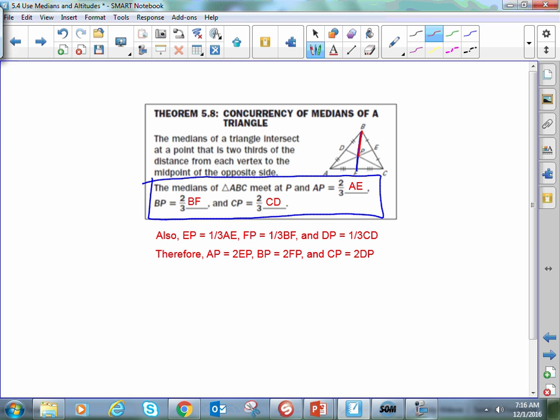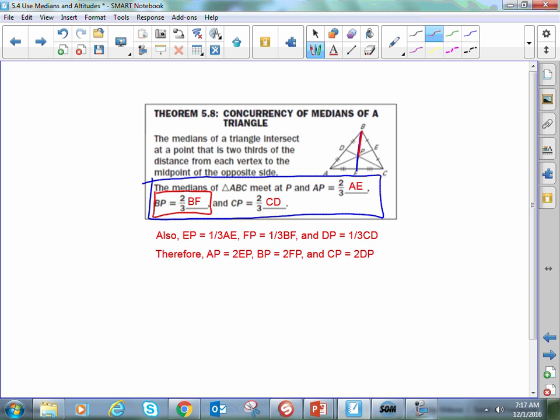Where the centroid is located, it's going to take the median and divide it up into two smaller pieces. So the larger piece, the segment from B to P, where the centroid is, is going to be 2/3 of the length of the overall median, which is what we're seeing right here in that first statement. But there are more ways that we could represent this, and more ways that you need to understand how these segment lengths relate to each other.